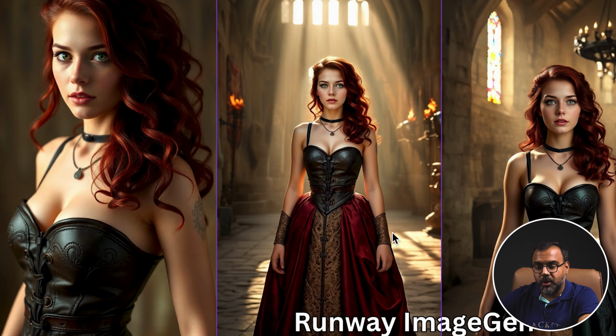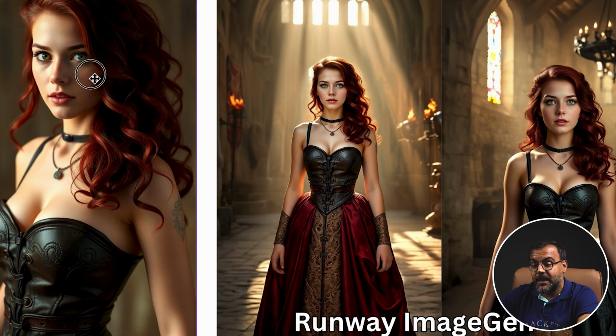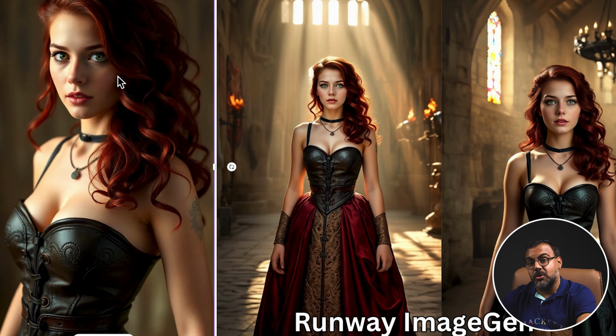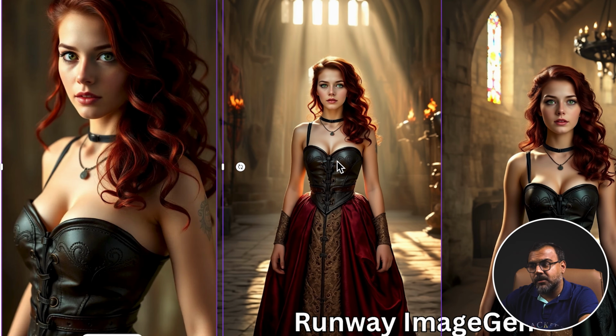Now, the final one we're going to look at is the Runway image generator, and this one actually impressed me quite a bit. So in case you don't know, Runway ML not only does video generation, but they also do image generation, and they have a consistent character generator.